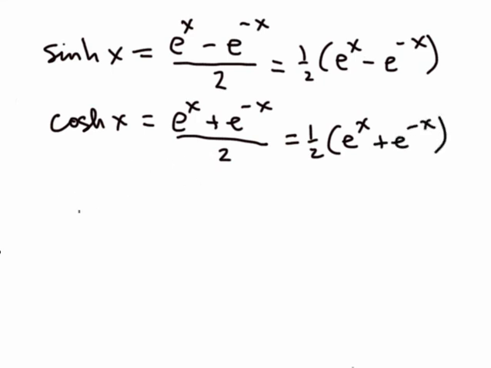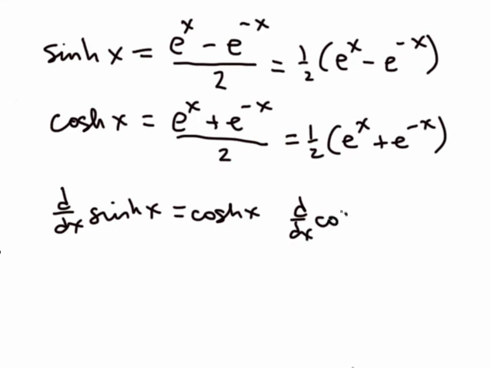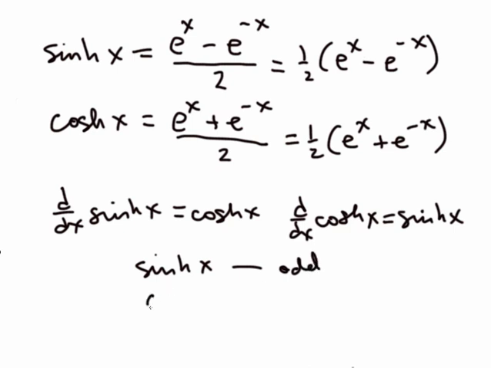So these two functions turn out to have the nice properties that if I differentiate sinh, I get cosh, and if I differentiate cosh, I get sinh, and sinh of x turns out to be odd, and cosh of x turns out to be even. So these have the nice properties that we're looking for, and I'll show those to you in the next video.